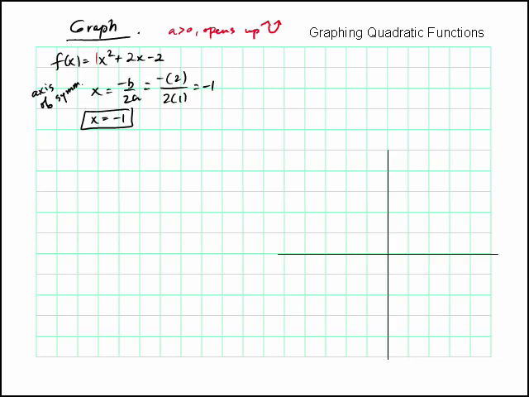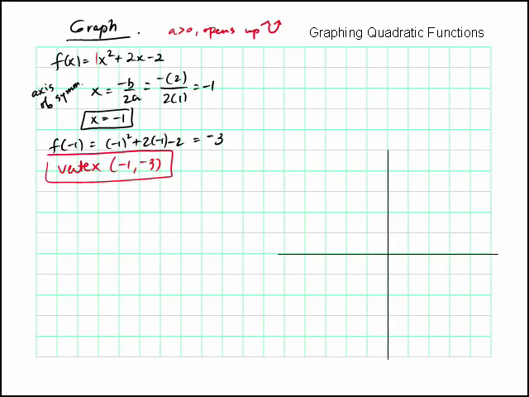Plug negative 1 into the function to get the y value. f of negative 1 is negative 1 squared plus 2 times negative 1 minus 2. If I simplify that correctly, that's going to give me negative 3. And so we found our vertex. Our vertex for this parabola will be located at negative 1, negative 3. Right there. Okay, let's graph this.